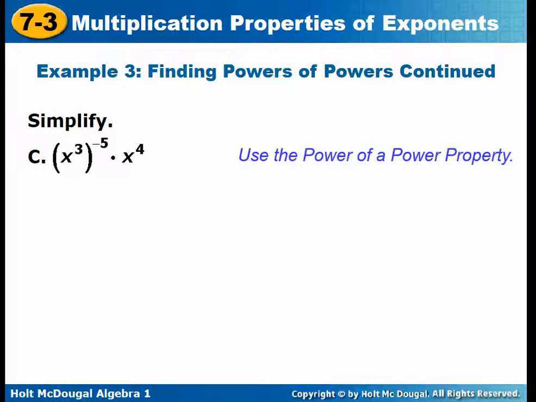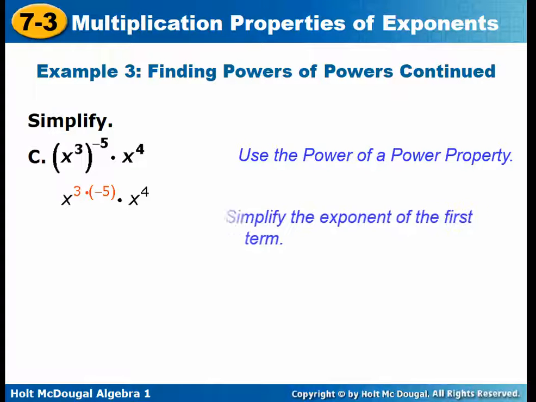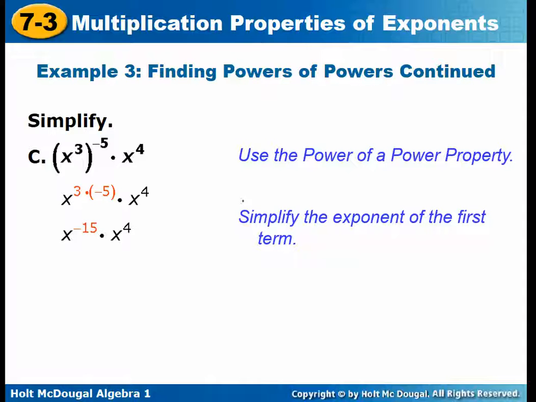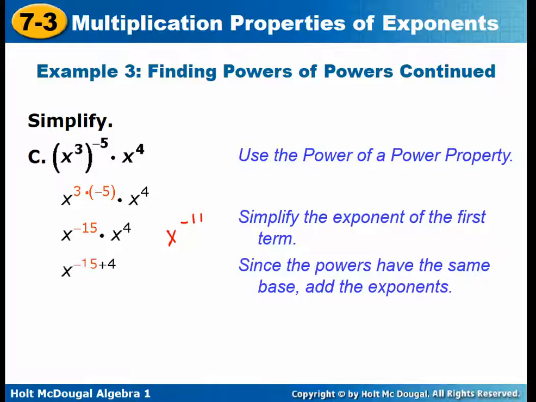In this one, you'll want to use the power of a power property first, and then we'll do the times x to the 4th. So 3 times negative 5 is negative 15. And then I would add these together and get x to the negative 11th, which then we have to write with positive as 1 over x to the 11th.